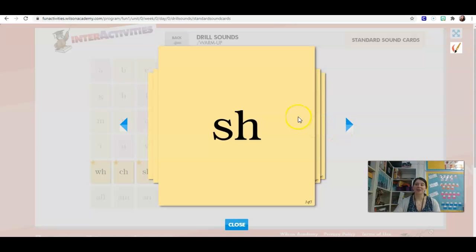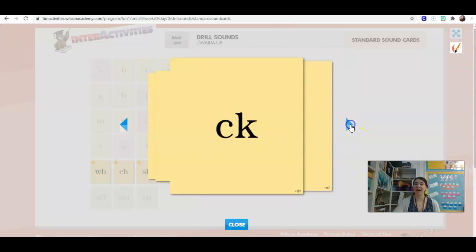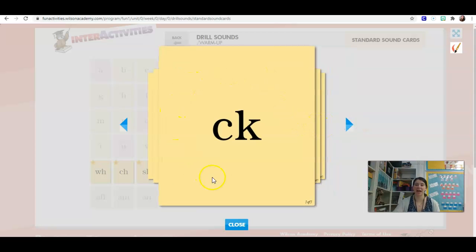Our next digraph is SH, and that makes the sh sound like the beginning of ship. Our next digraph is our TH digraph, and it makes the th sound like at the beginning of thumb. And our last digraph is our CK digraph, and it makes that k sound like at the end of sock.